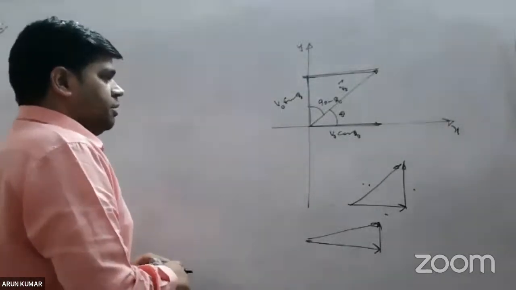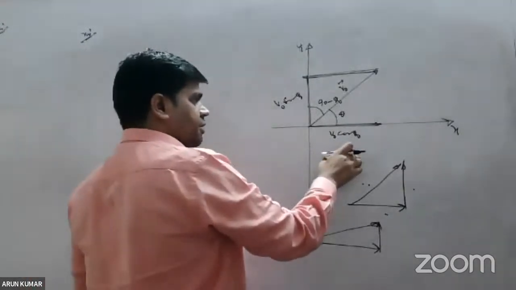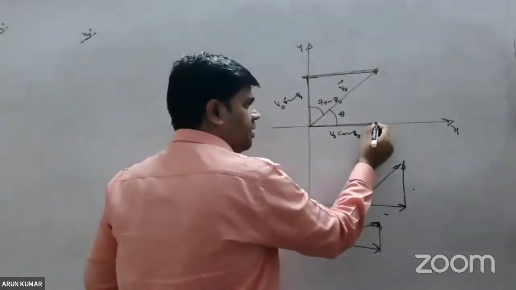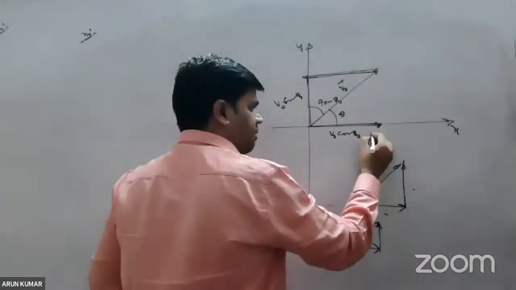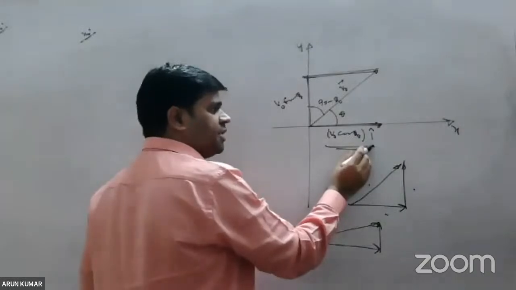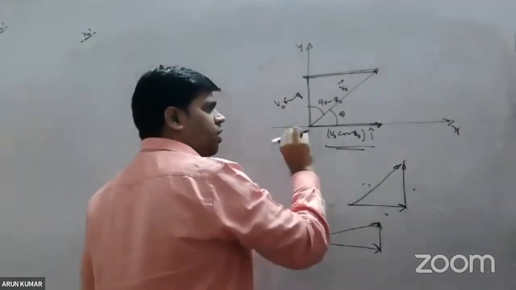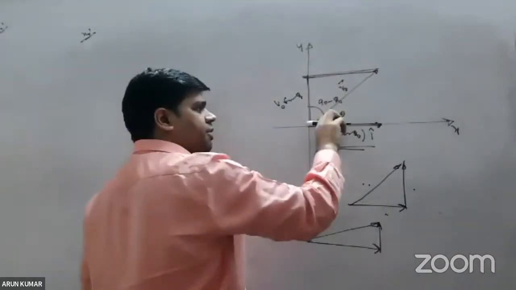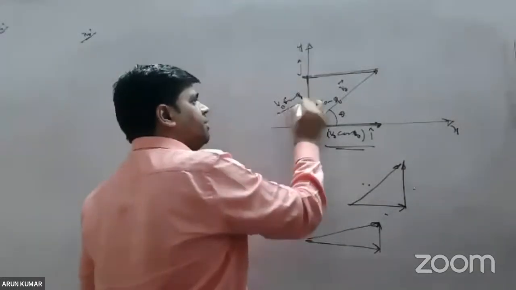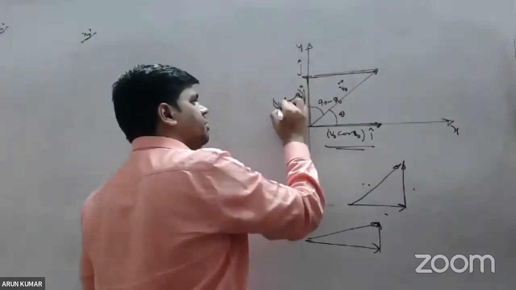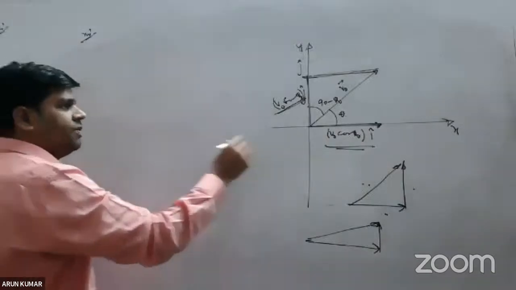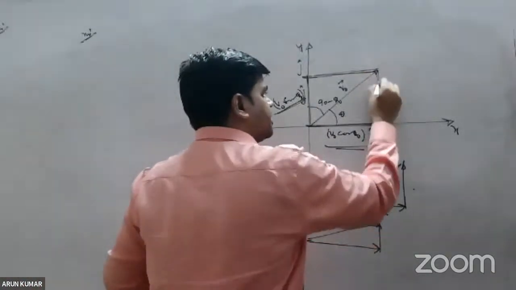All right. V naught cos theta is the magnitude of the shadow, or length of the shadow, along the x-axis. A unit vector in the x direction is given by I cap. So the vector along the x direction can be written as magnitude times the unit vector in the x direction, which is I cap. So V naught cos theta I cap is my horizontal component, or x component, of V naught. And the unit vector in the y direction is j cap. So the y component is given by V naught sin theta times j cap: magnitude times the unit vector in the y direction. So I can write vector V naught as this plus this.